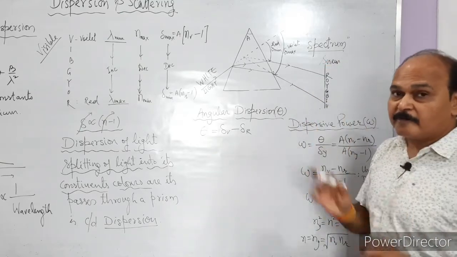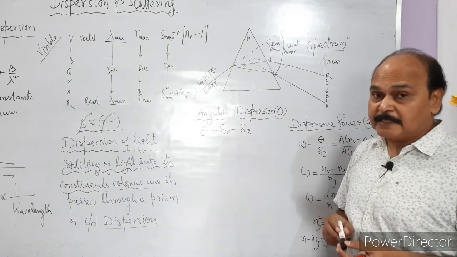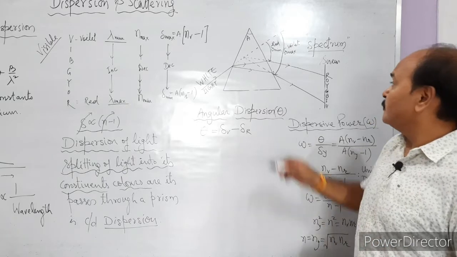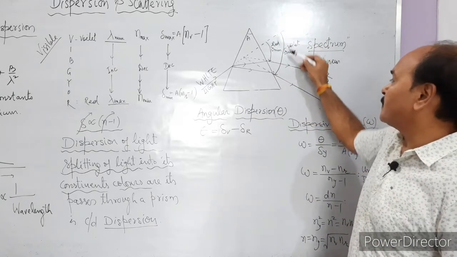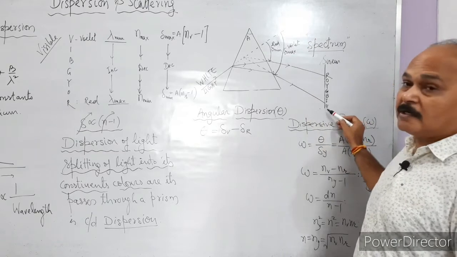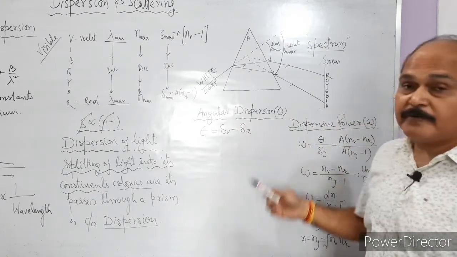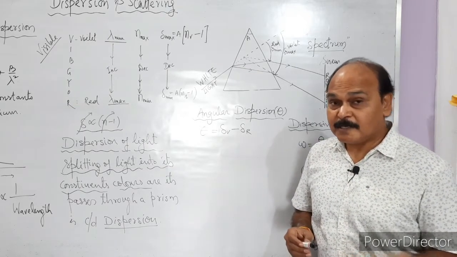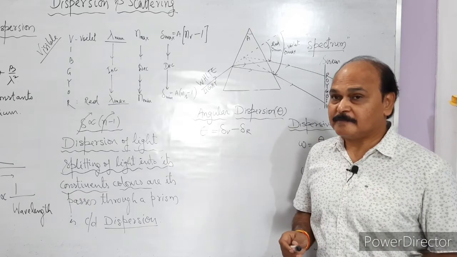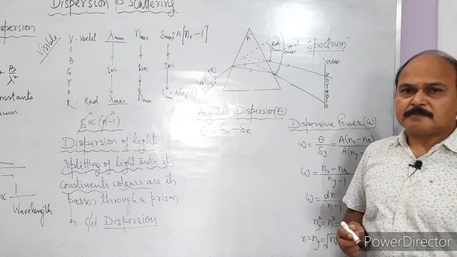You are already aware of spectrum. You have already studied this spectrum in class 10th. Well, this is the least value of deviation, of red color, and this is the maximum value of deviation, of violet color. And you have already understood, since different colors have different deviations, therefore they come out separately from the other side of the prism.